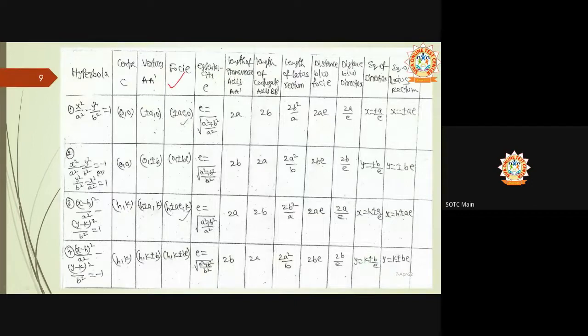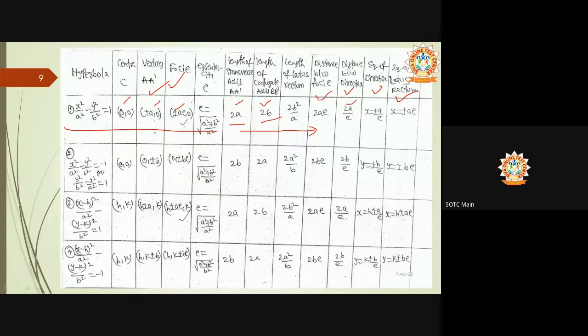Look, the vertex, the distance between the directrices, the equation of the directrix, the equation of the latus rectum, these are all the same compared to your ellipse. Center is 0, 0, vertex is plus or minus a, 0, ae is the focus, a by e is your directrix, right? Length of transverse axis, nothing but your length of major axis, that is 2a, length of conjugate axis, that is length of minor axis, that is 2b.